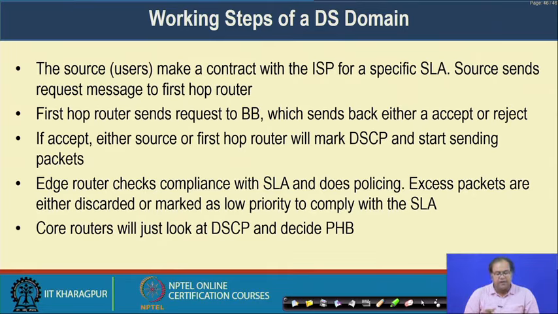If it is accepted, then either the source or the first hop router will mark the DSCP field and start sending the packet. And the edge routers at every DS domain check compliance with the SLA and do the policing. The excess packets are either discarded or marked as low priority to comply with the SLA. That is why you say it is not a guaranteed QoS, but rather an expected QoS or best effort QoS. Now, the core router will just look at the DSCP and decide the corresponding per-hop behavior.